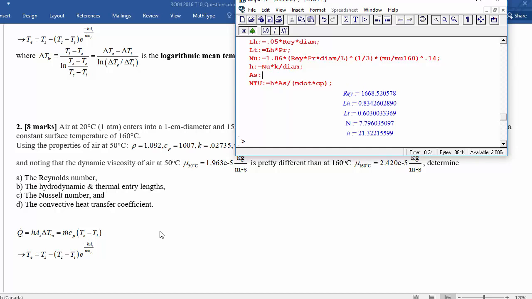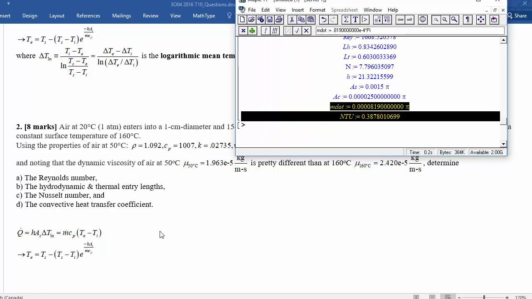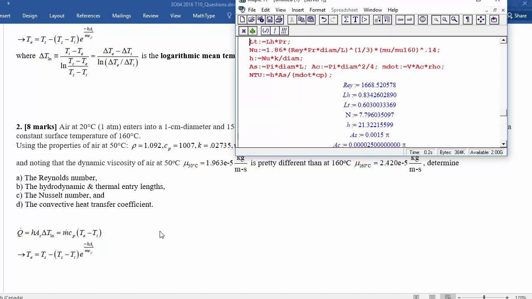So A_s, the surface area, would be pi times diameter times L. A_c, the cross-sectional area, is pi times diameter squared over 4. And m dot would be equal to the velocity times the cross-sectional area, that's the volumetric flow rate, times the density. So we should be good now to figure out the NTU. Yeah, so the NTU is 0.3878.